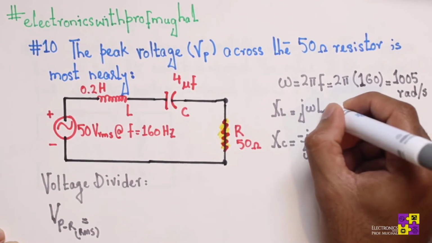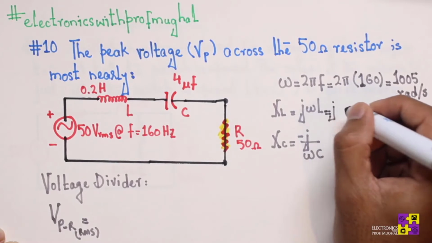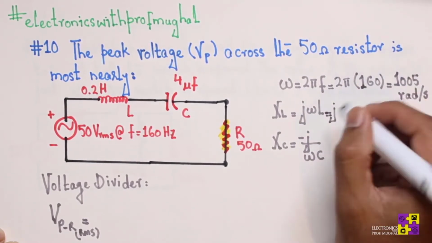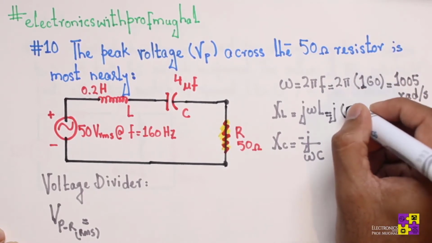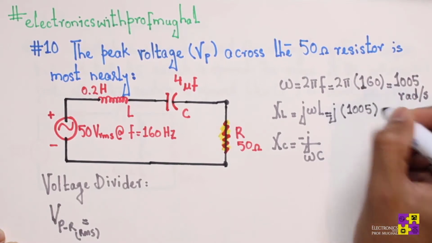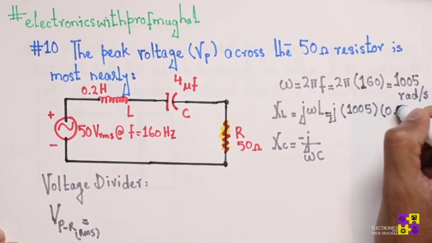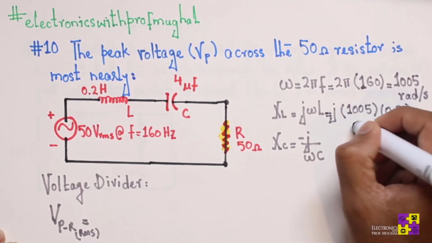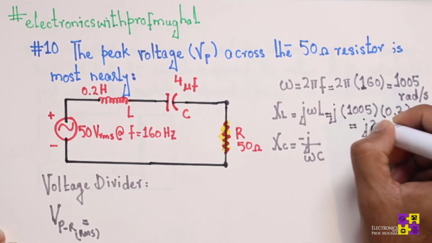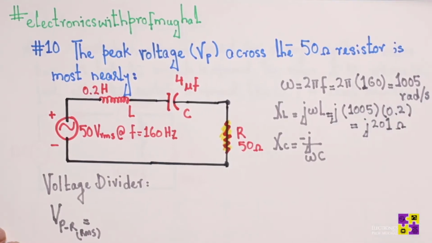Then find the inductive reactance. So again, j omega L, where omega is 2 pi f, which is basically 1005. So I'll just plug that in, 1005, and then the inductance value is 0.2 Henry. And if I do the math here, I basically get j201. And again, remember the j basically tells it's the impedance.